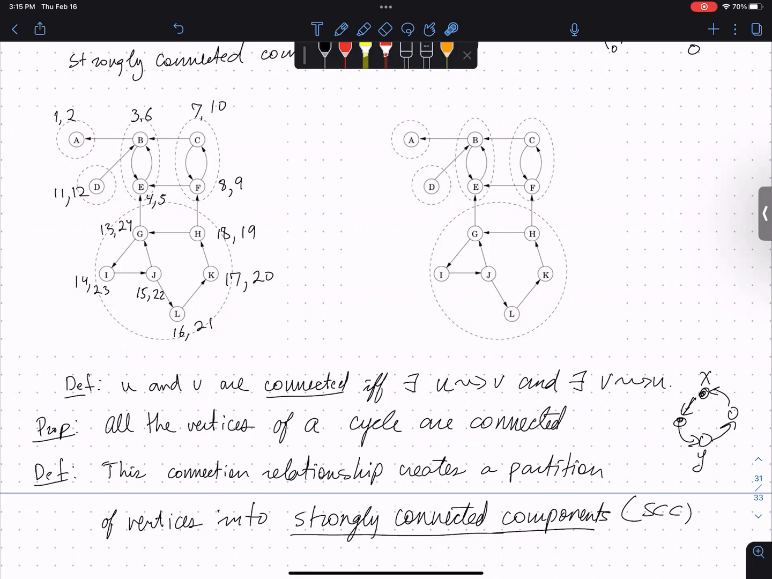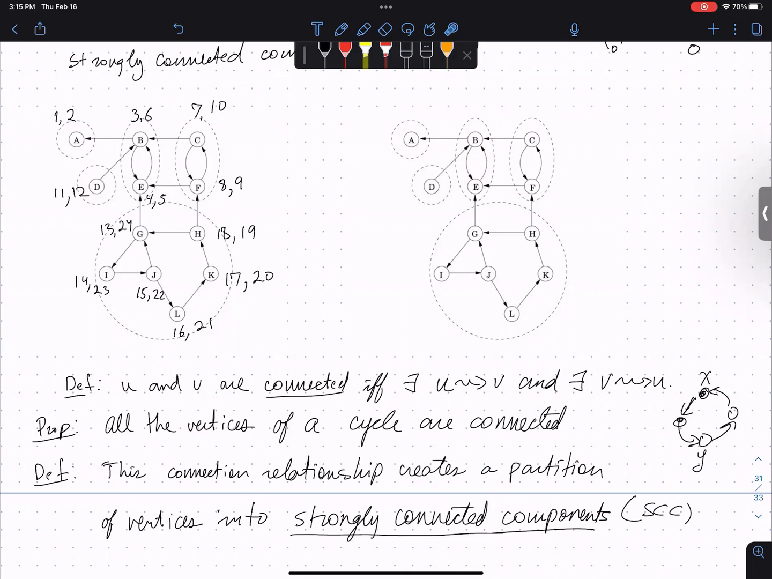First, we check that within every component, everything is connected. Here, we already saw that this component has a cycle that visits everything. And that means that all those vertices are connected. C and F are connected. B and E are connected, right? You can go from B to E and from E to B. Single vertex components are by definition connected because it's just one vertex.